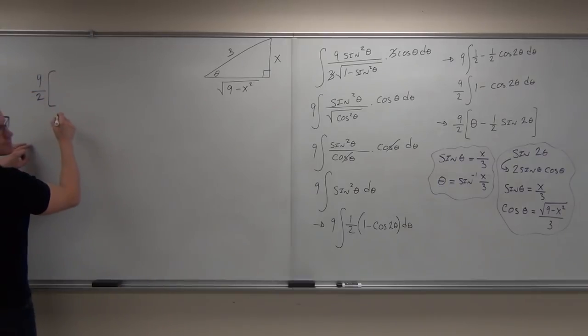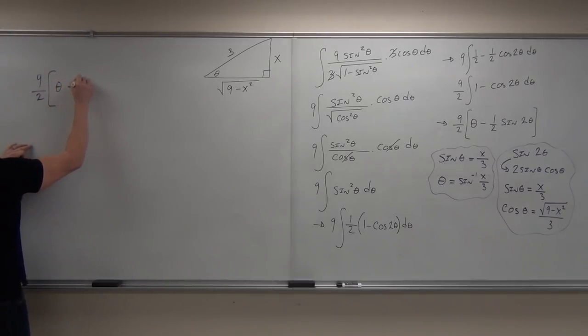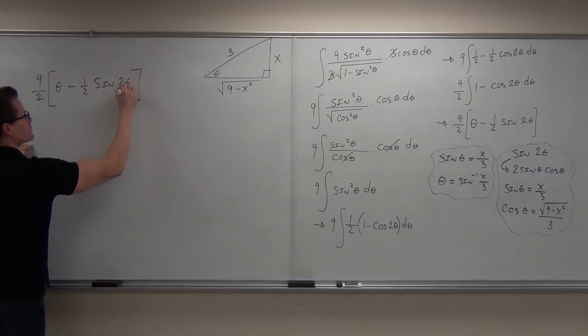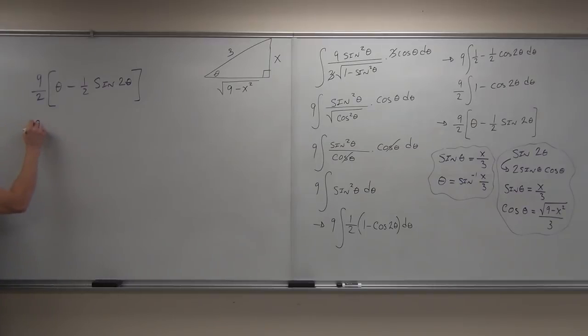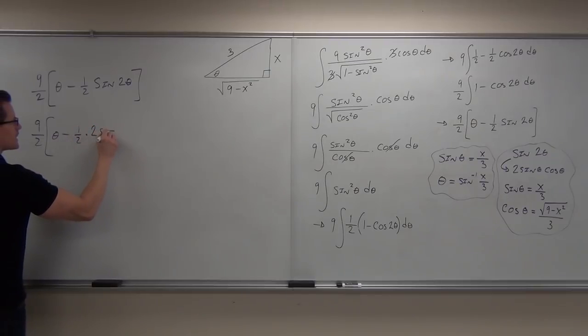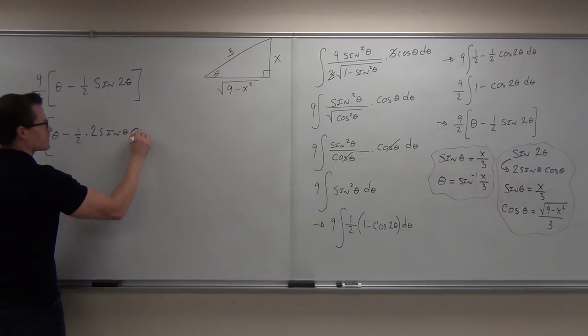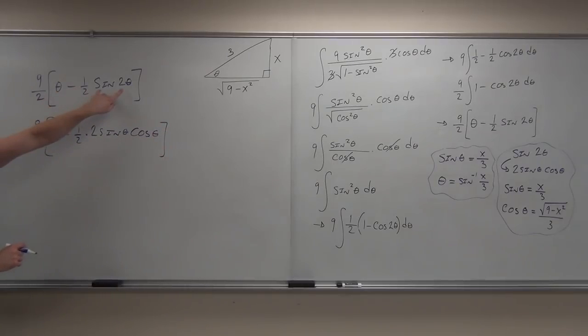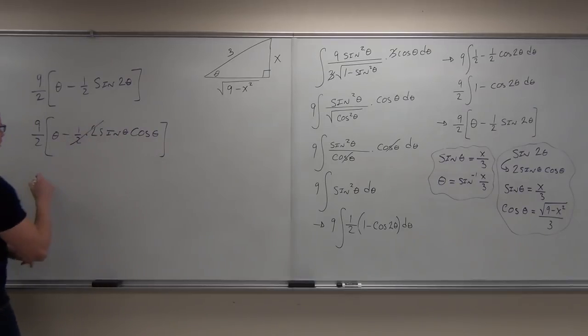We've got 9 halves theta minus 1/2 sine 2 theta. I'm going to draw it out to make it hopefully very clear for you. This is 9 halves theta minus 1/2 times 2 sine theta cosine theta by the identity that we just used. So the 1/2 is here. This is 2 sine theta cosine theta. Understood? 1/2 and 2 are gone. So we get 9 halves.